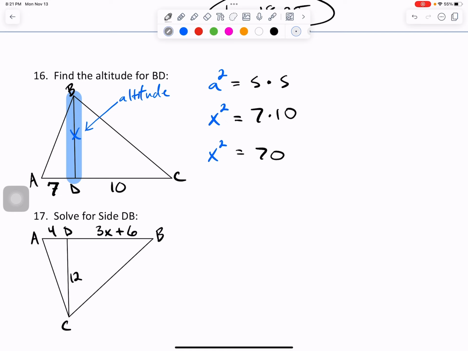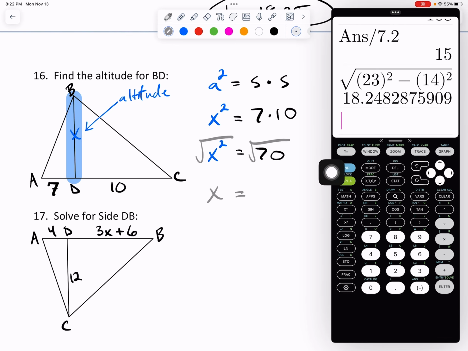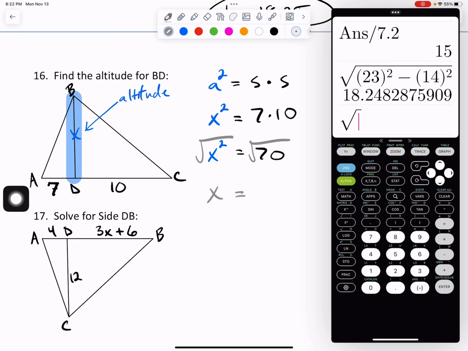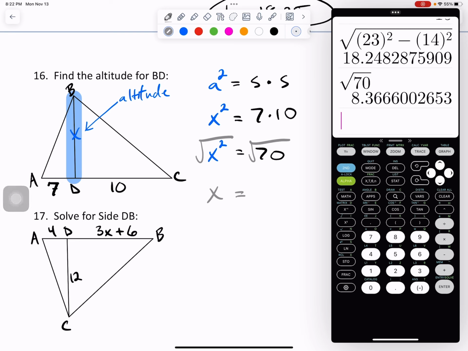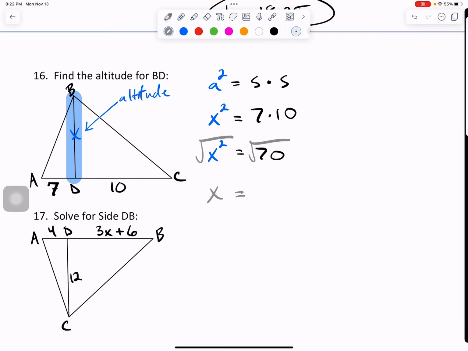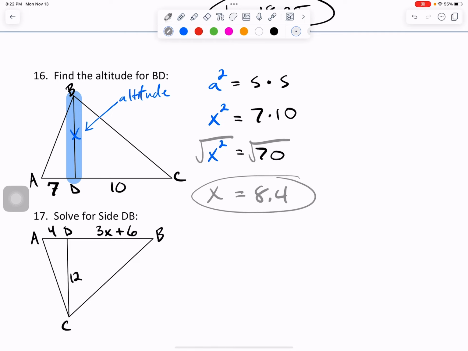Now, if we remember, in order to get rid of that square, we have to take the root of that x squared, which means what we do to one side of the equation, we have to do to the other. Now we can pull our x out. We can set that equal to, again, hit second, hit x squared, type in 70, hit enter. 8.36, we'll make it 8.37 or 8.4 actually. Go ahead and circle your answer. All right, we found the altitude.